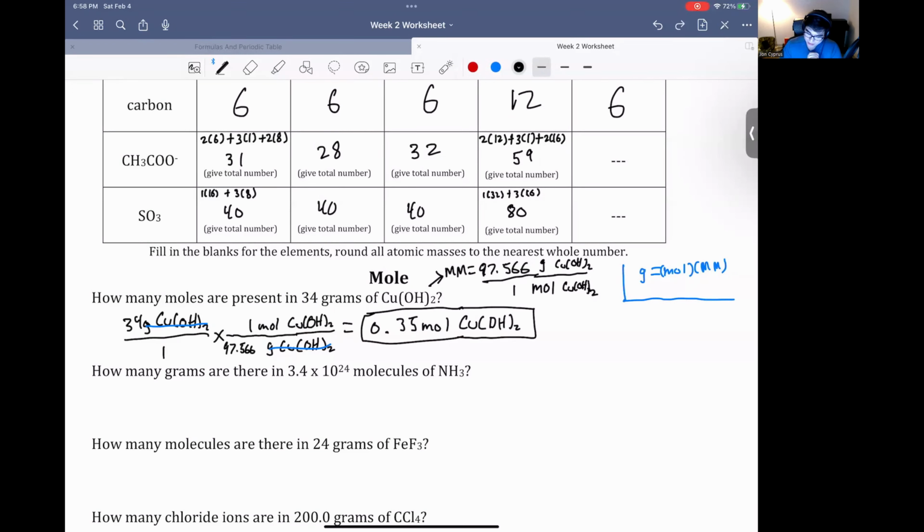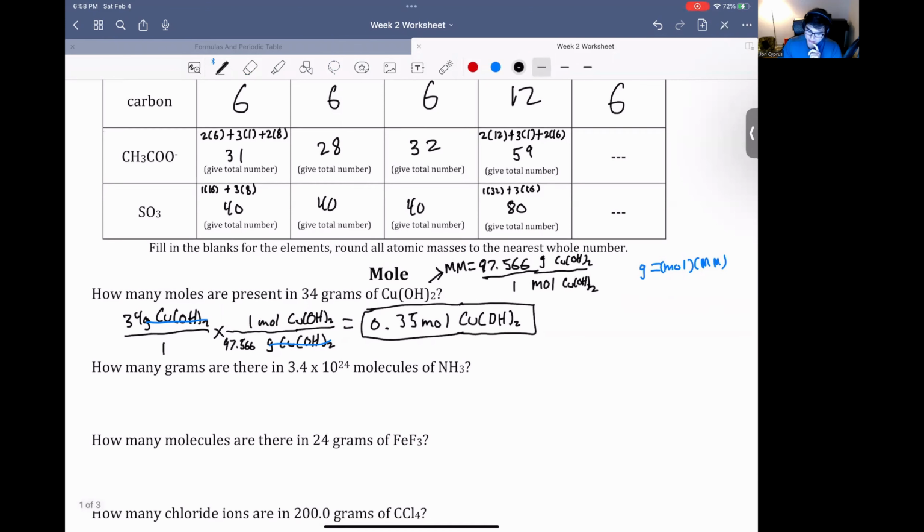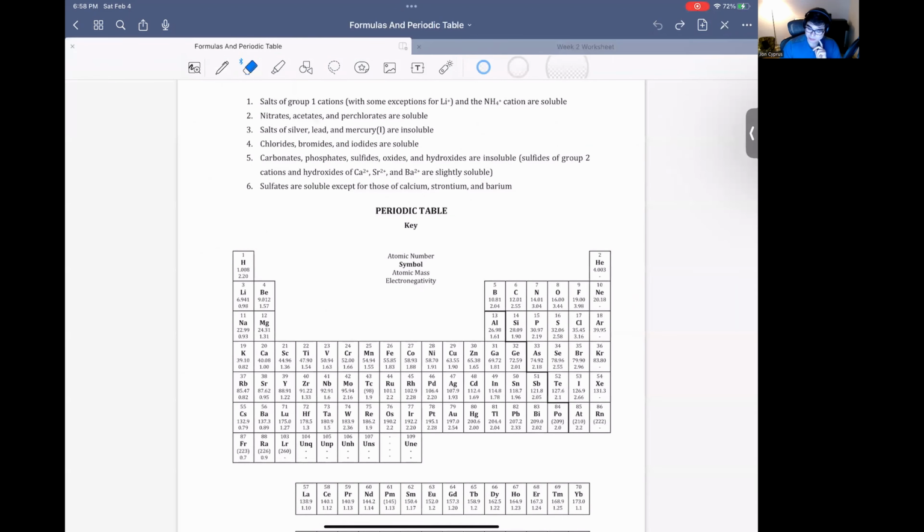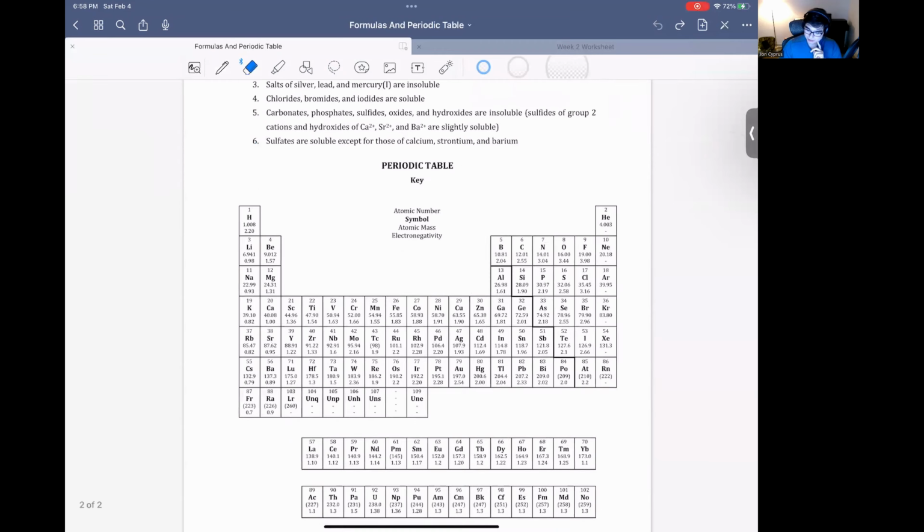Okay, so next, we're going to do the next problem. All right, the second one here says how many grams are there in 3.4 times 10 to the 24th molecules of NH3? All right, so when you're working with number of molecules or number of atoms, there's a certain number you have to use. It's going to be Avogadro's number.